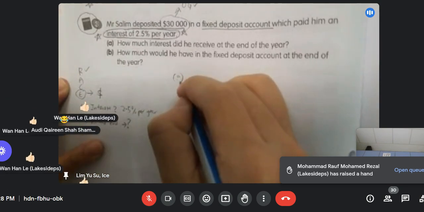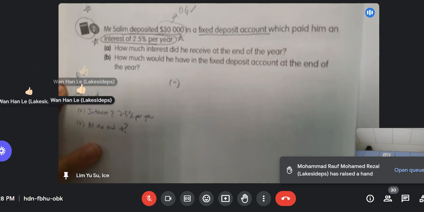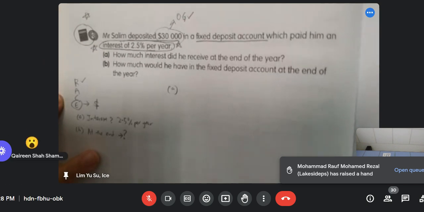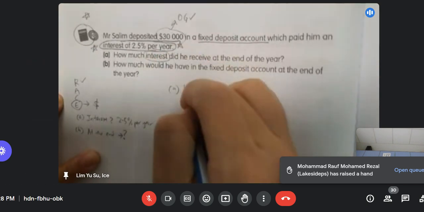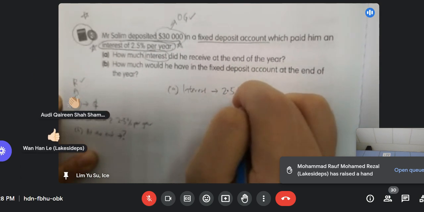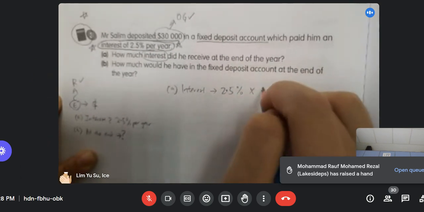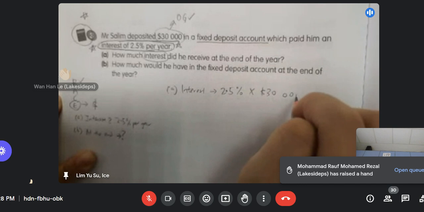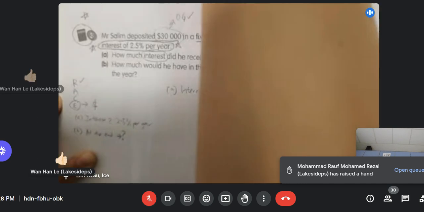Alright, so the unit will be money again. This is a calculator question. You should be able to press the calculator. I'm finding interest. The amount of interest will be 2.5% times $30,000. We practice calculator skills.